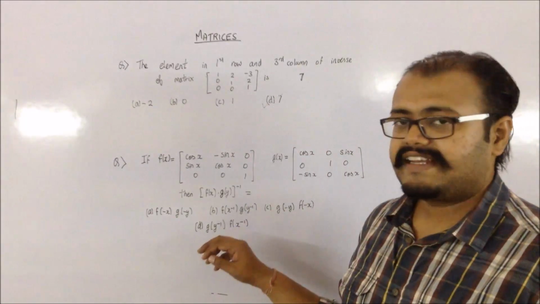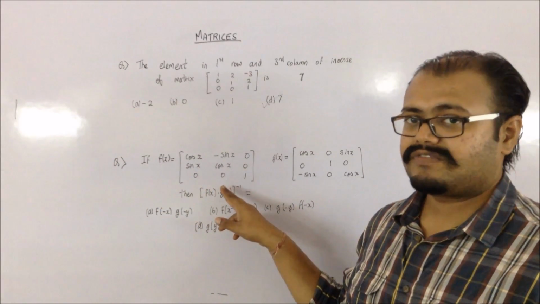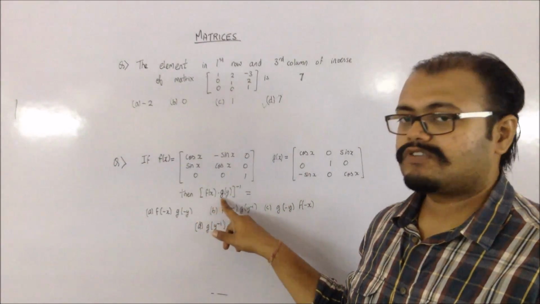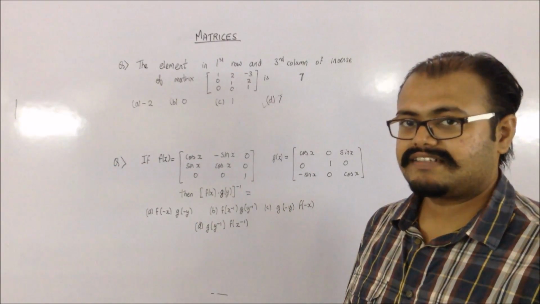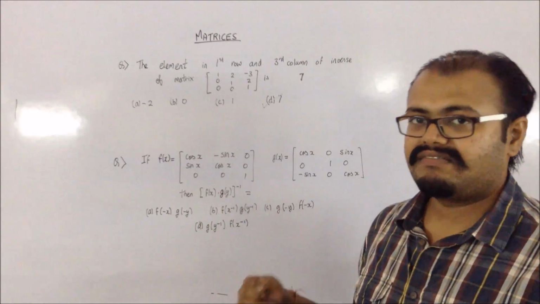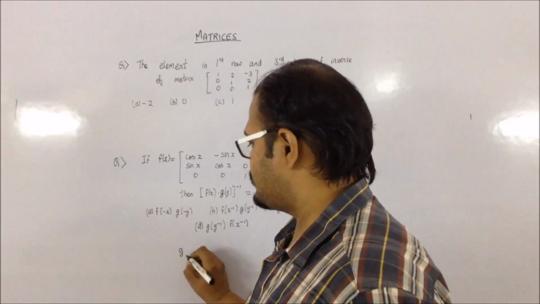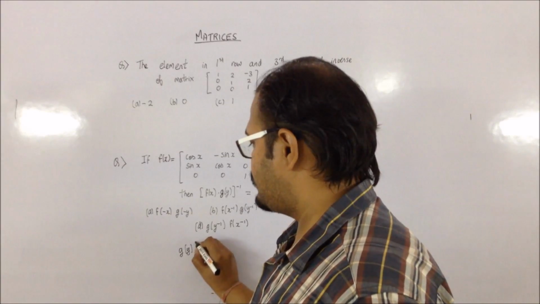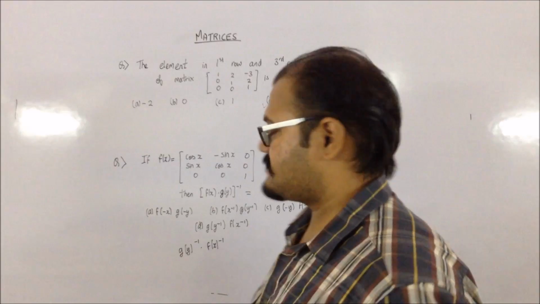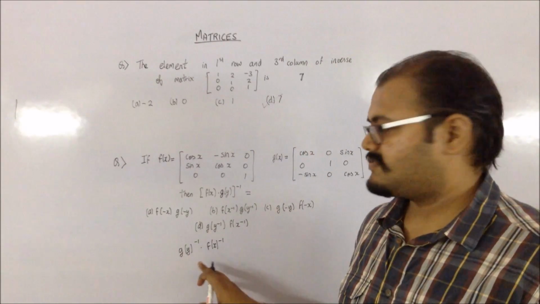So the next question is, you have to find f of x into g of y's inverse. They have given f of x as this, g of x is given as this. So you remember that (A into B) inverse is B inverse into A inverse. So basically you will get it as g of y inverse into f of x inverse. So let us try to find what is going to be the inverse of g of y and f of x.